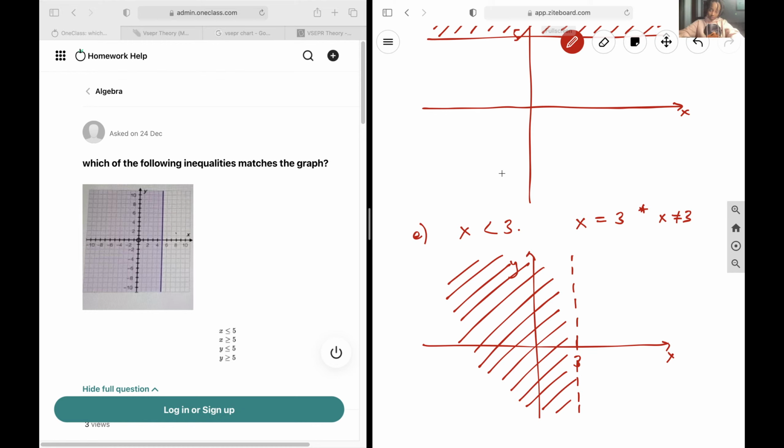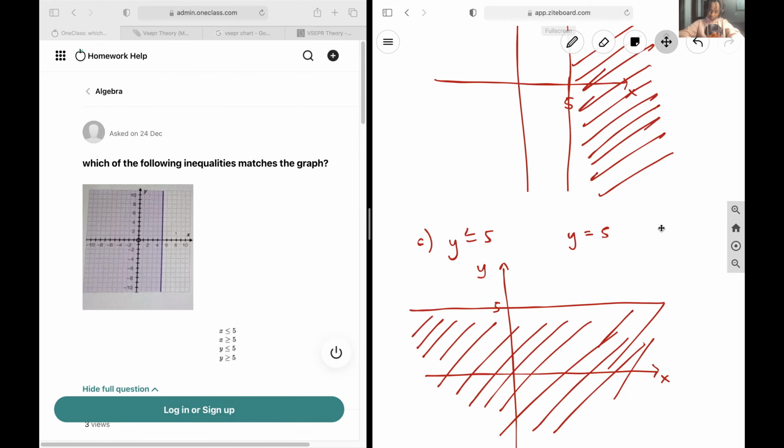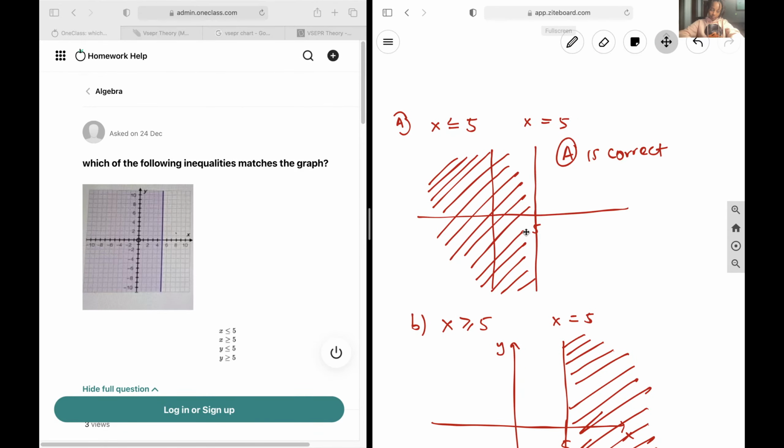So the answer is the first option, which is that.